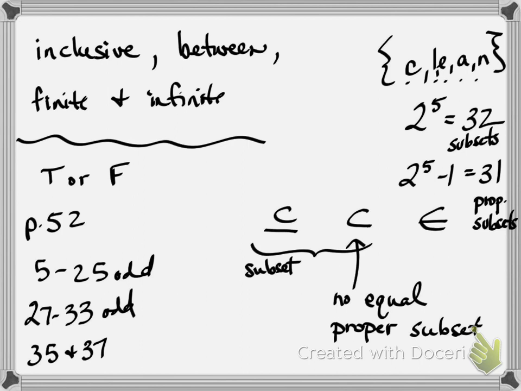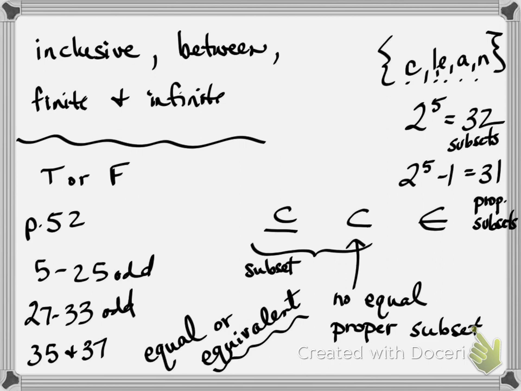Know the difference between equal and equivalent. So make sure you've looked at the difference between those. Equal, they have to be exactly the same. Equivalent, they just have to have the same number of elements. And make sure you look back over cardinal numbers, or the cardinal number. And that notation was n(A), which just meant the number of elements in set A.